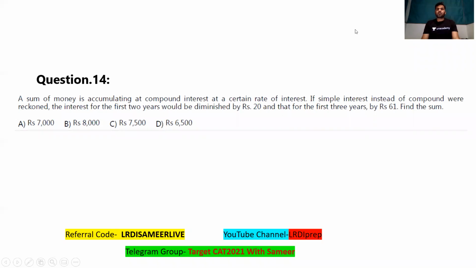So guys, in question number 14, it says that a sum of money is accumulating at compound interest at a certain rate of interest. If simple interest instead of compound were reckoned, the interest for the first 2 years would be diminished by rupees 20, and for the first 3 years, it would be diminished by 61. Find the sum. See guys, to solve this question, the straightaway shortcut that you can apply is this.